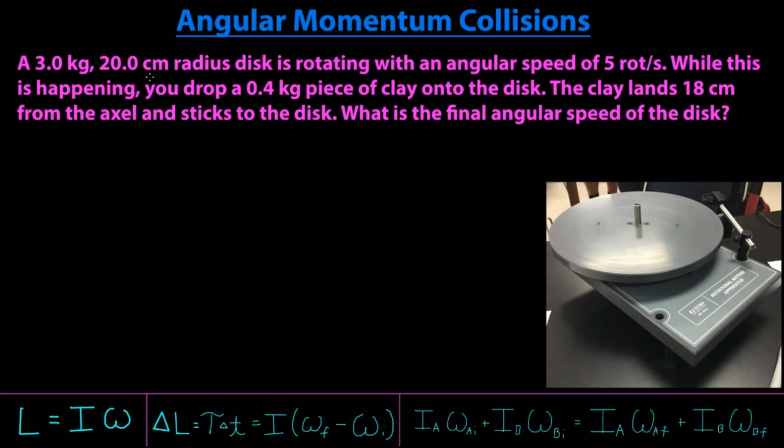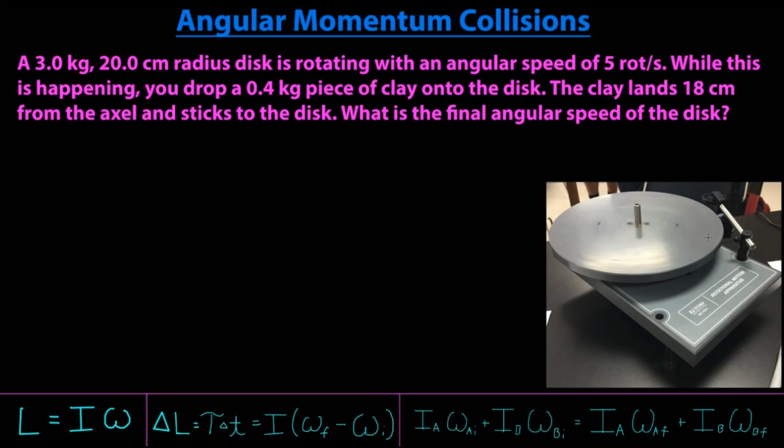A 3 kilogram, 20 centimeter radius disc is rotating with an angular speed of 5 rotations per second. So this disc is spinning around. While this is happening, you drop a 0.4 kilogram piece of clay onto the disc. The clay lands 18 centimeters from the axle and sticks to the disc. What is the final angular speed of the disc?